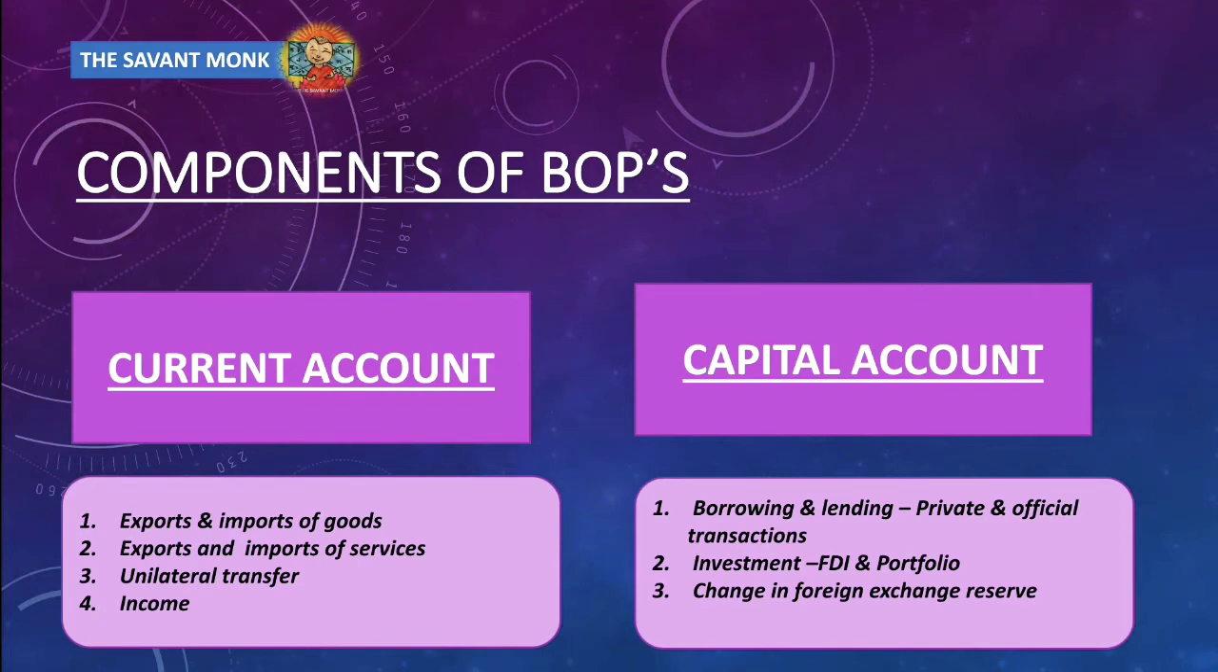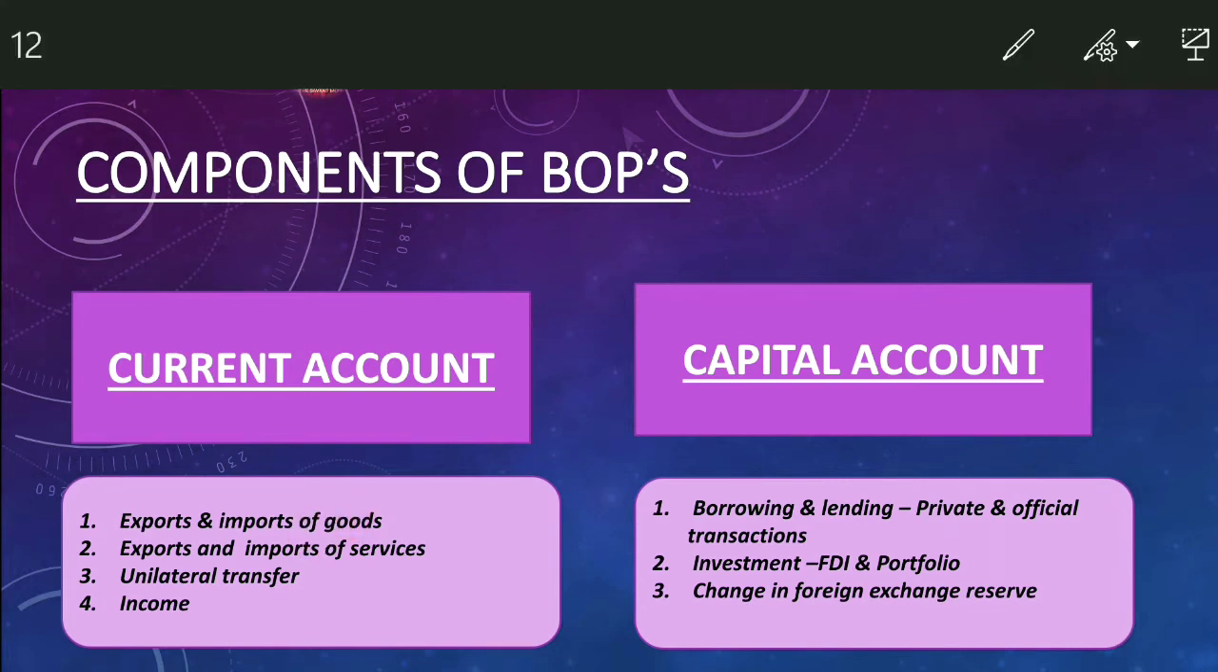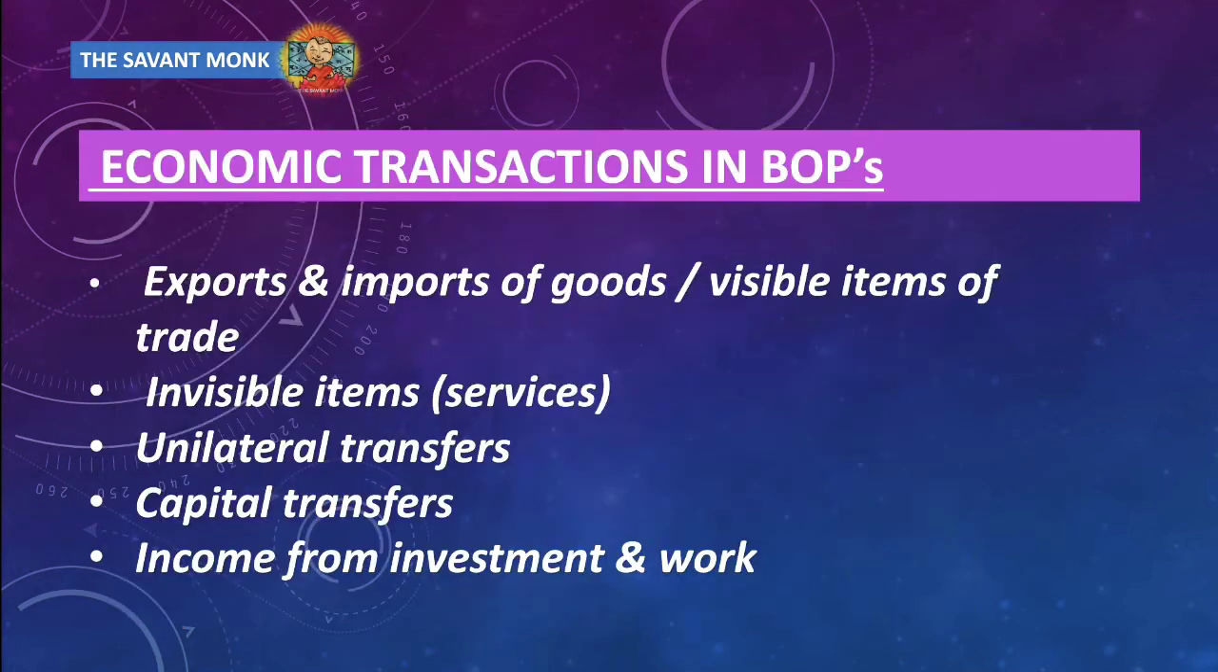Then we have unilateral transfer as another component of current account, and finally we have income. Okay, so income from investment, and then we have compensation of employees. Investment income and compensation of employees is accounted in income. So while talking about economic transactions, when I said income from investment and work, the income from work is called compensation of employees. All right.